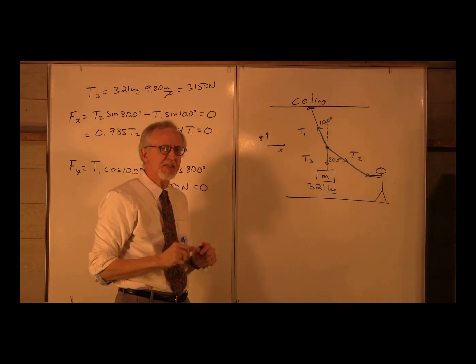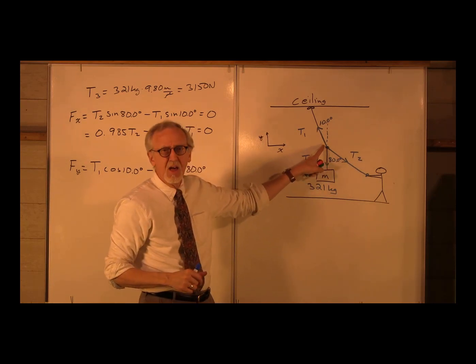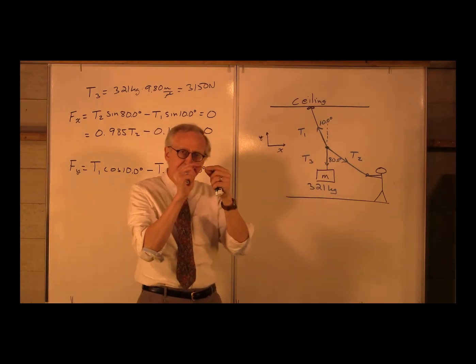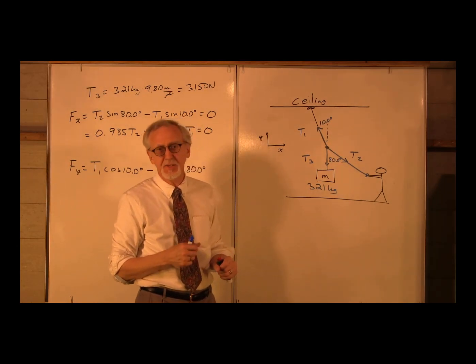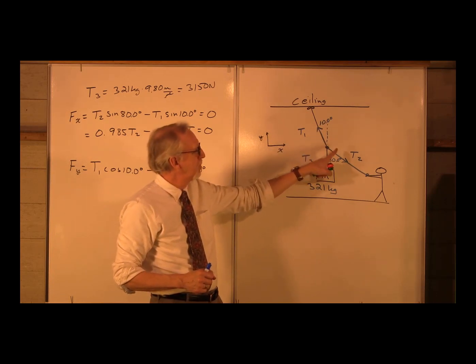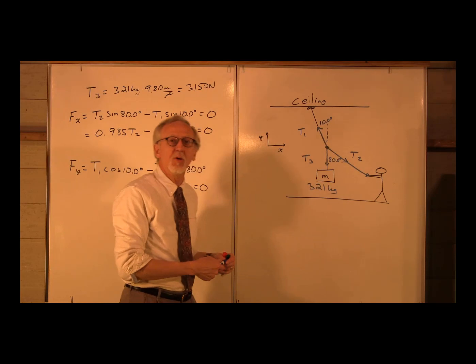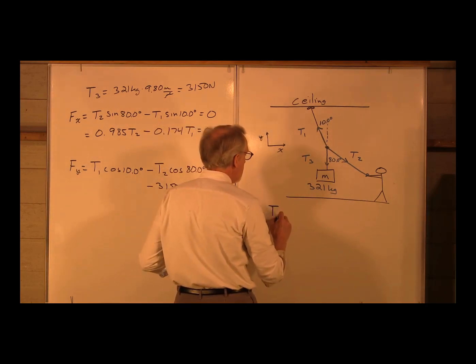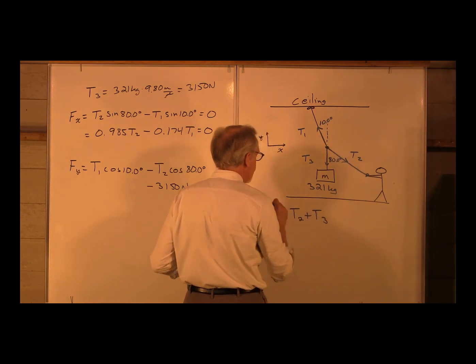Assuming that this is stationary, assuming there's no motion, what is the net force acting at that point, that little point where all those ropes come together? The net force has to be 0. That tells us that the vector T1 plus the vector T2 plus the vector T3 has to equal 0.